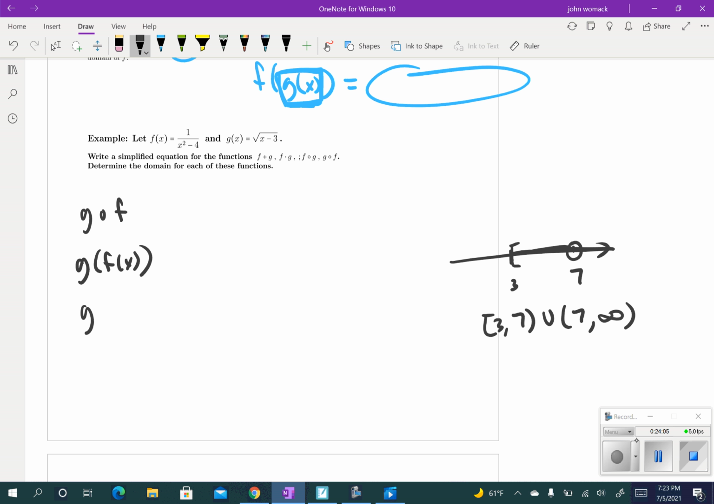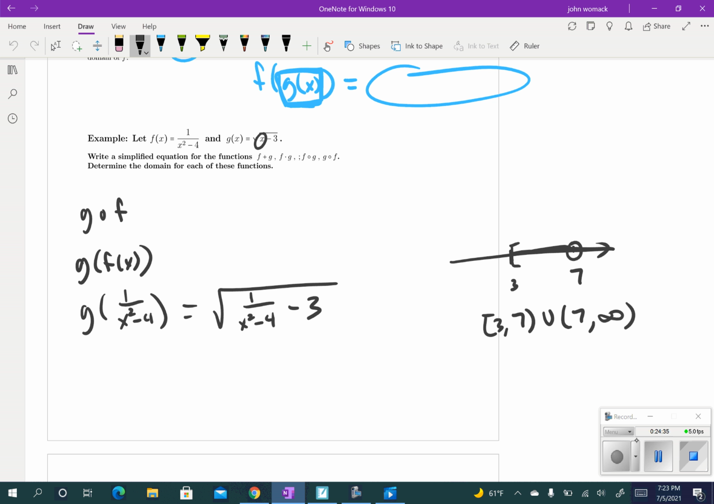So start with your inside function. f of x is 1 over x squared minus 4. Okay, then take that, the 1 over x squared minus 4, and plug it in for x up here for g. So I get the square root of 1 over x squared minus 4, minus 3. Okay, that's my answer. I don't know that we're going to be able to simplify that even.